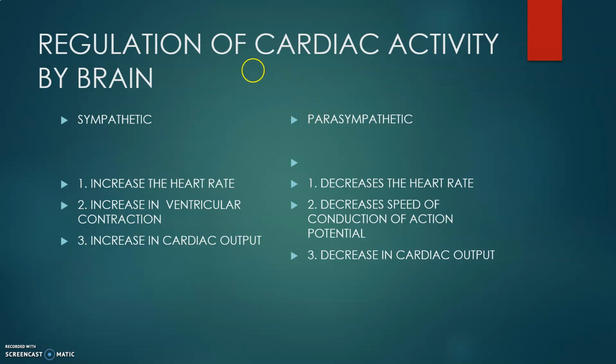Now, in the cardiac activity, the sympathetic helps in increasing the heart rate, while parasympathetic decreases the heart rate. Sympathetic increases the ventricular contraction, while parasympathetic decreases the speed of conduction of action potential. Sympathetic increases the cardiac output, while parasympathetic decreases the cardiac output. So that's about the neural control and coordination of the cardiac activity.